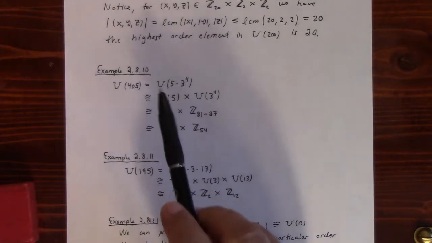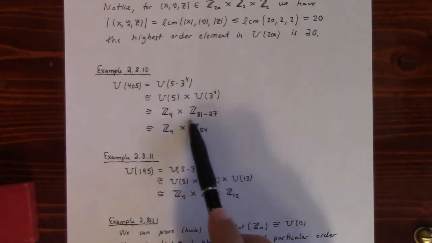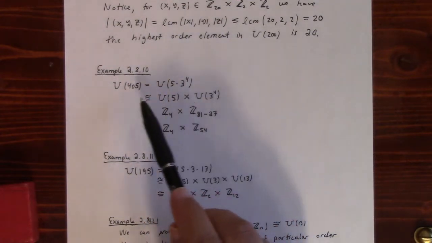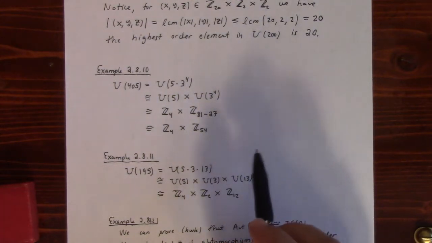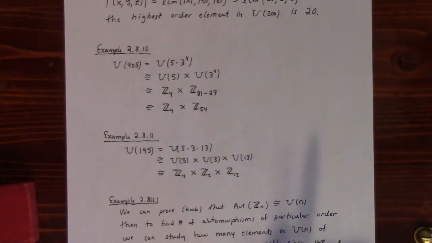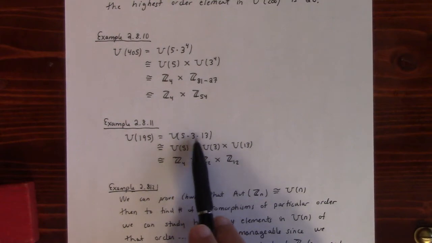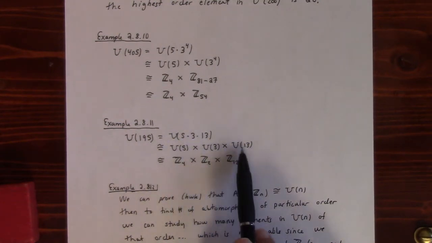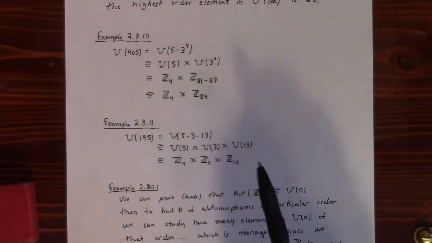And again, this is super useful because we can analyze possible order of elements here very simply, whereas if you ask me like, oh, how many elements of order 10 are there in U405? Goodness, I don't know, but I could figure it out from over here. U195, well, that's 5 times 3 times 13, those are relatively prime. And so we get U5 cross U3 cross U13, which is Z4 cross Z2 cross Z12.